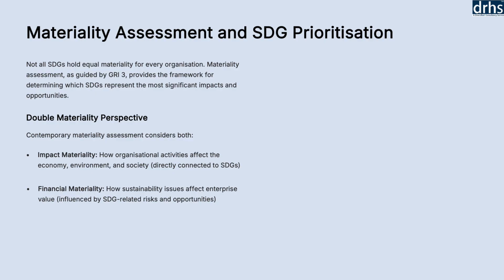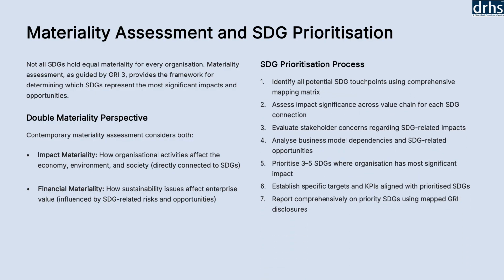SDG prioritization process. A robust SDG prioritization process typically follows a structured sequence. First, organizations identify potential SDG linkages across their operations and value chains using comprehensive SDG, GRI or SDG, ESG mapping matrices.